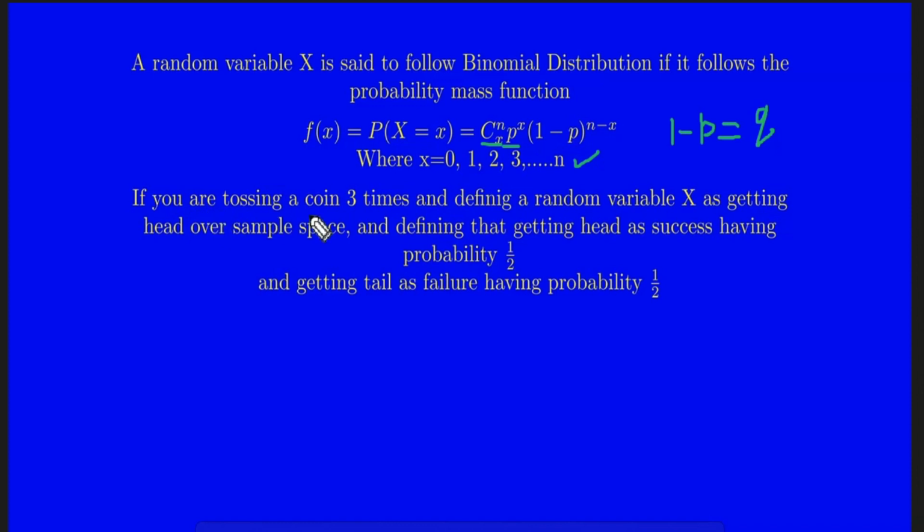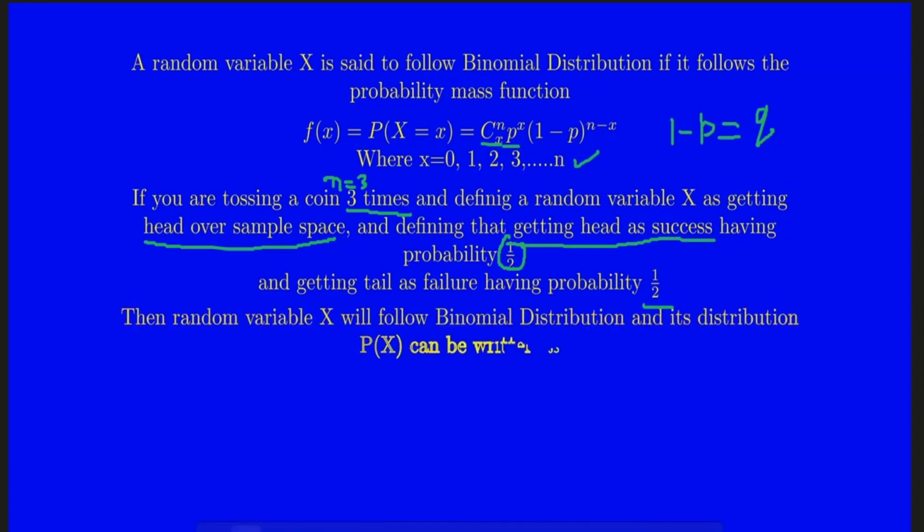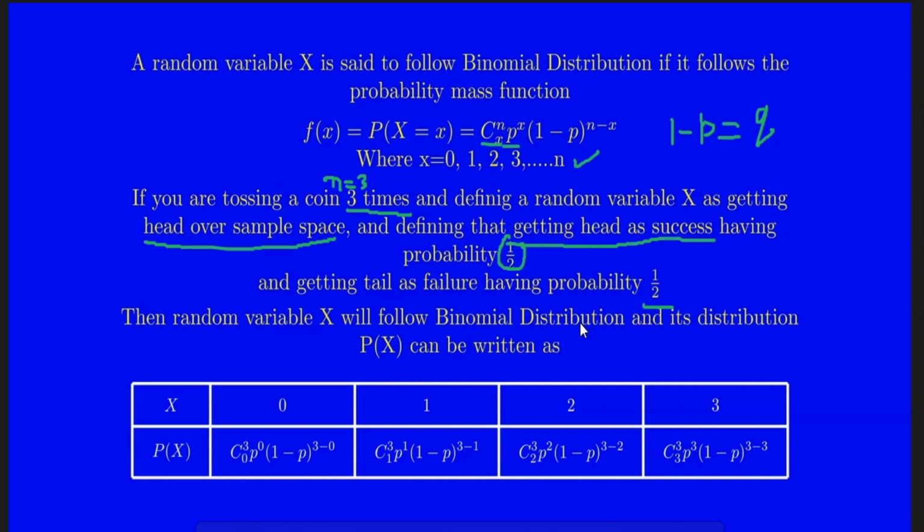Now see the real life example. If you are tossing a coin 3 times, that means n is equal to 3, and defining a random variable x as getting head over the sample space, with getting head as success having probability half, and getting tail as failure having probability half. I just want to define a random variable which will follow binomial distribution, so that's why I have taken the example. So the random variable x will follow binomial distribution.